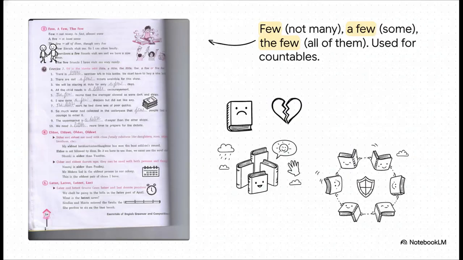And you know what? The words few, a few, and the few follow the exact same logic. The only difference is that we use them for countable nouns, like friends or books. So few has a negative meaning. Few people came for the party. A few is positive. A few of my friends came. And the few means all of them. The few friends I have are very dear to me. So when you see these words, always ask yourself, is the meaning positive or negative?